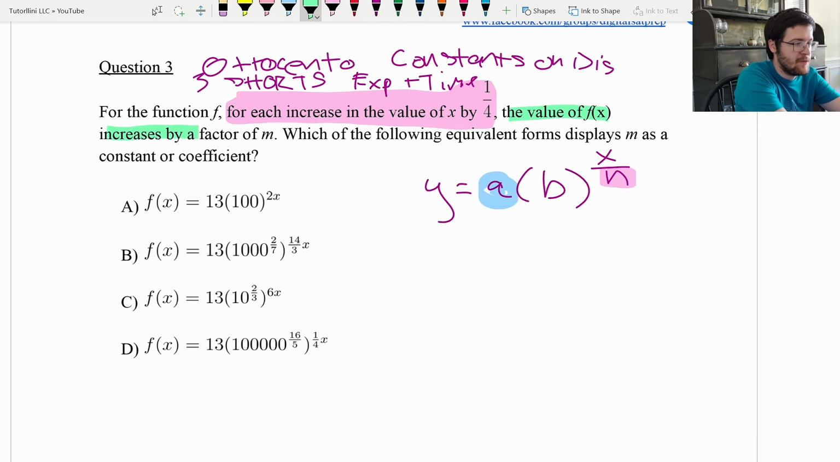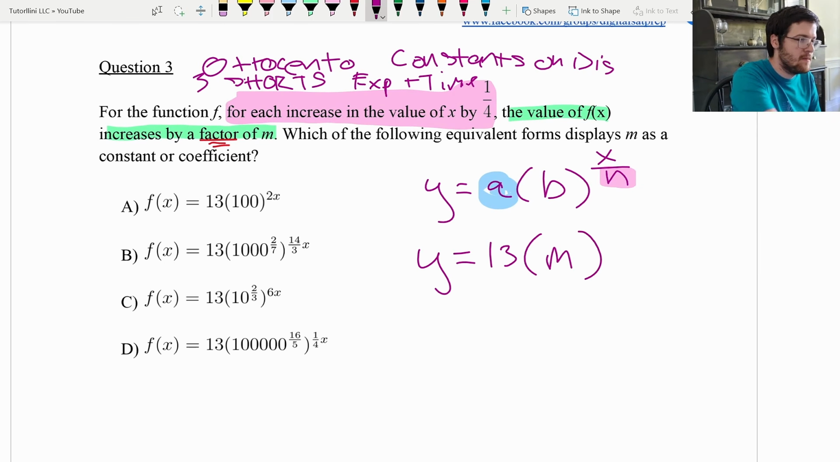It says increases by a factor of m. If I say increases by 2, that means you added 2. But if I say increases by a factor of 2, that means you multiply by 2. So pay close attention to that word factor. It's a multiplication word. Anyway, so the equation should look something like this. 13, m, and then to the x over 1/4.